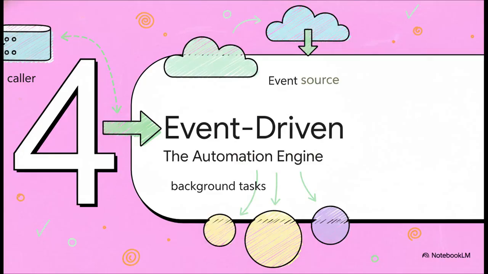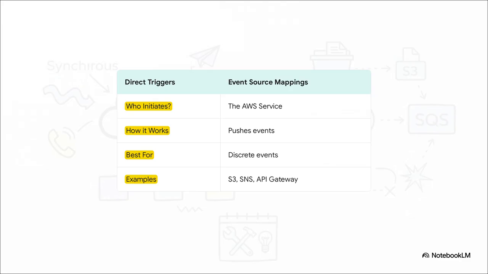So we've talked about calling our functions directly. But the real magic of serverless happens when you let other AWS services invoke your function automatically. This is the absolute core of what we call event-driven architecture. So how does this automation even work? Well, there are basically 2 models.